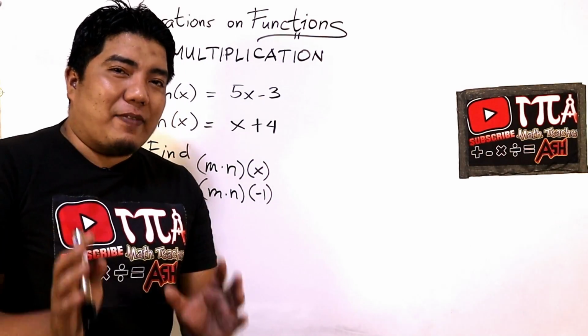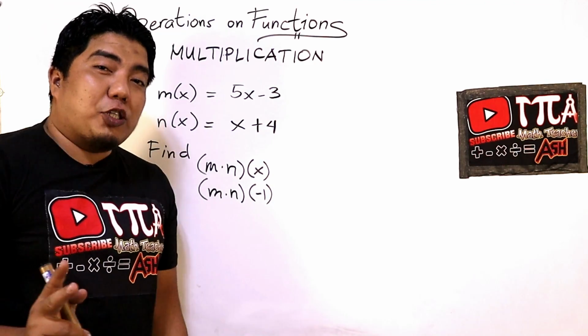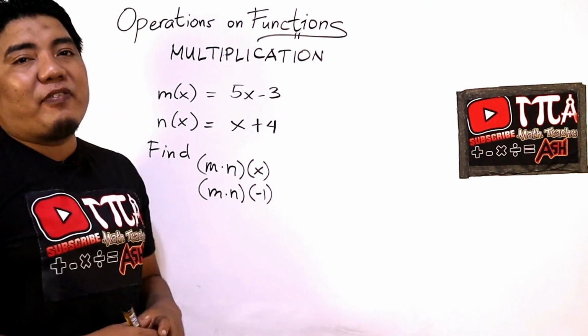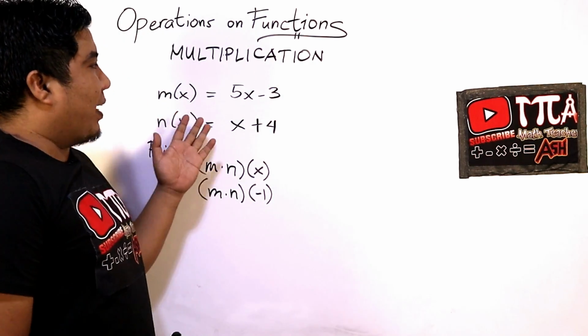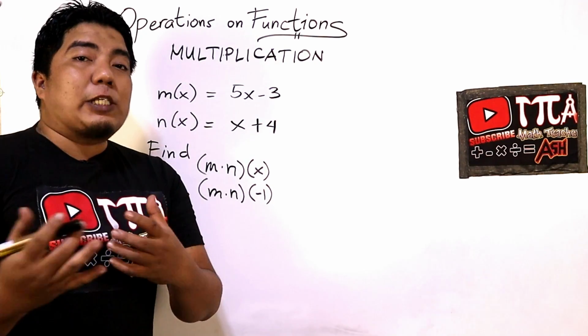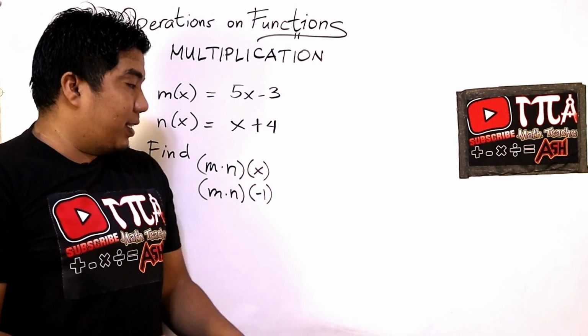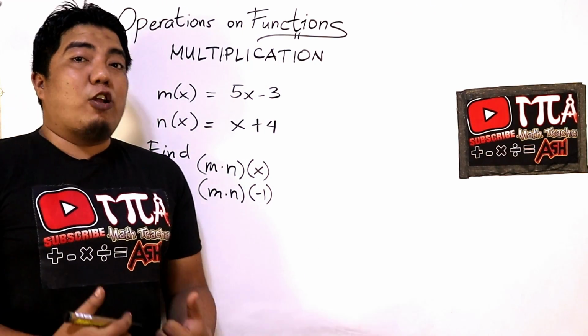Okay, math learners, we have our second set of examples. We have two functions given again. So we have the m of x and the n of x. M of x is equal to 5x minus 3, while n of x is equal to x plus 4. Now, we have to solve for the m times n of x and the m times n of negative 1.